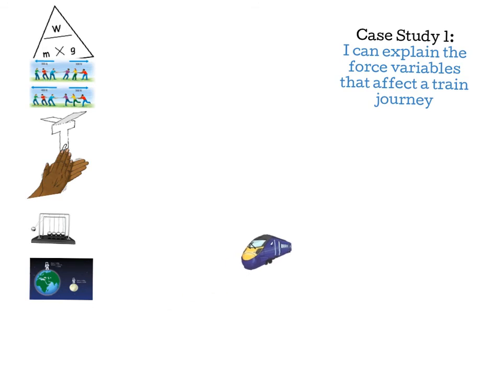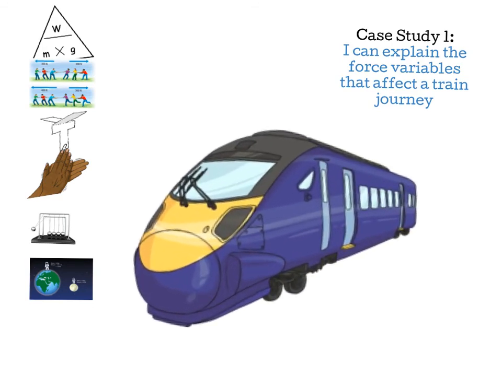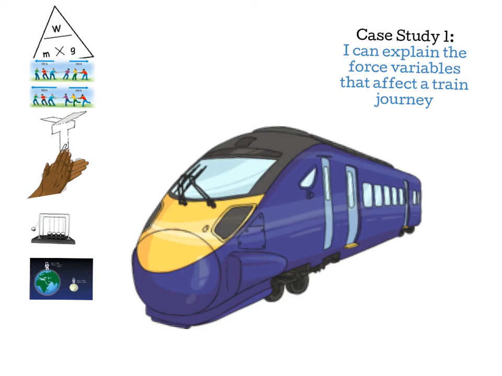Now, being able to explain the force variables that affect a train journey will be key when creating our final product, as they'll explain the causes of death by people who have been killed by trains in Doncaster whilst working on the railway.